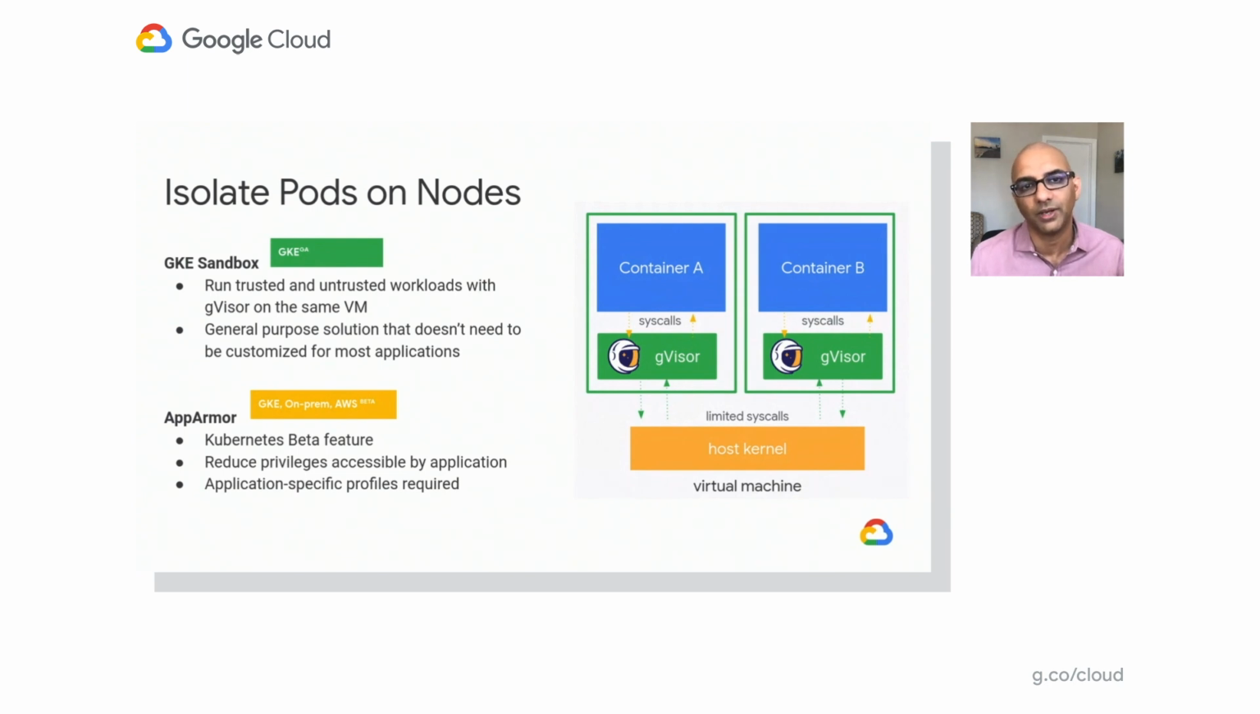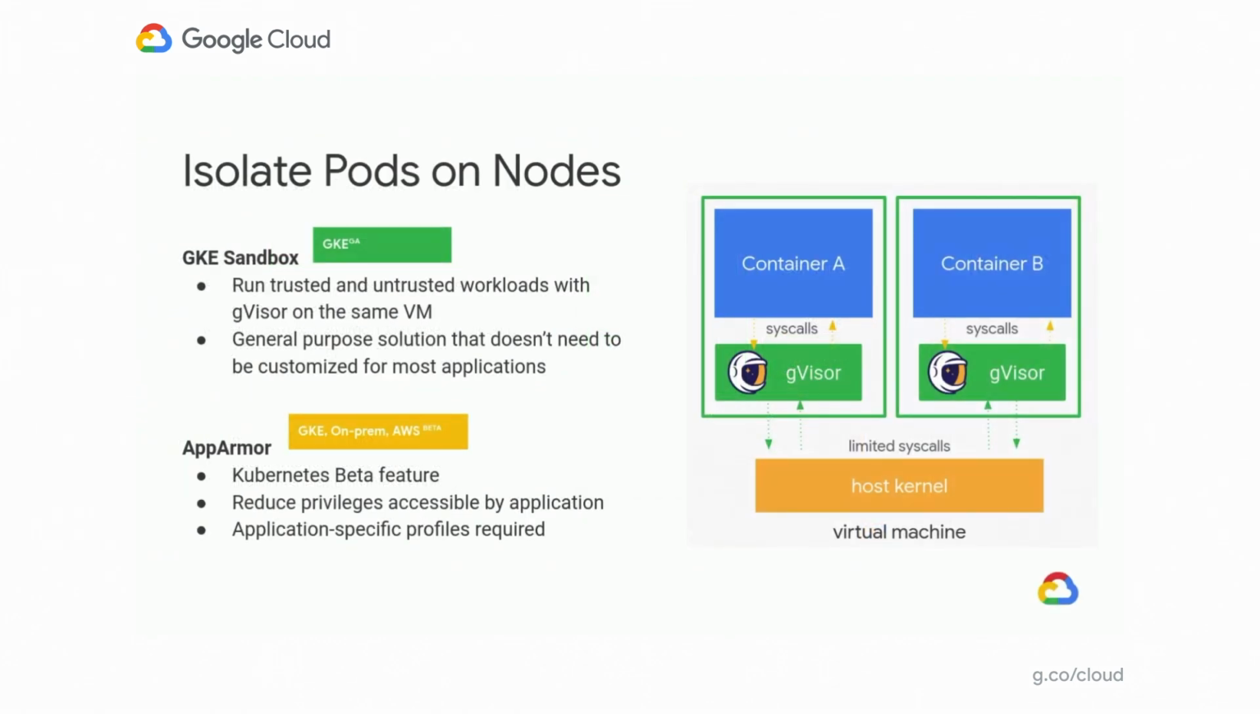GKE Sandbox is based upon an open source project, gVisor, that uses a user space kernel to intercept and handle syscalls. Thus, you're reducing the interaction with the host and reducing the attack surface. We have now made this available to you in Anthos as the GKE Sandbox, which can be enabled with a one-line change. With AppArmor, on the other hand, you can reduce the privileges accessible by an application. You need to define application-specific profiles with AppArmor.